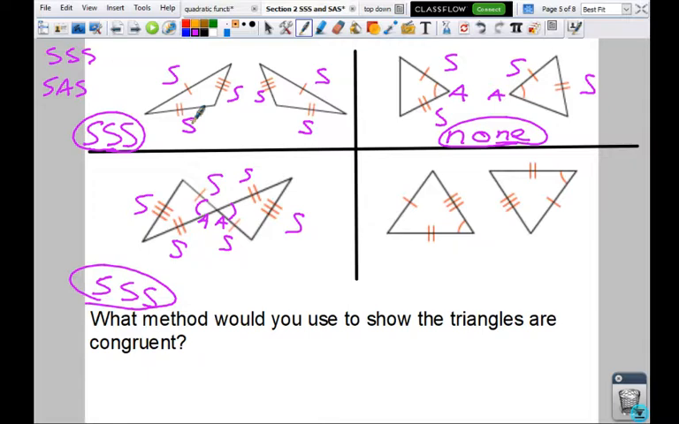Okay, I have a question. It's on the paper. So not only can I use side, side, side, I can also go side, angle, side. Side, angle, side. So for this one I can actually use either method.